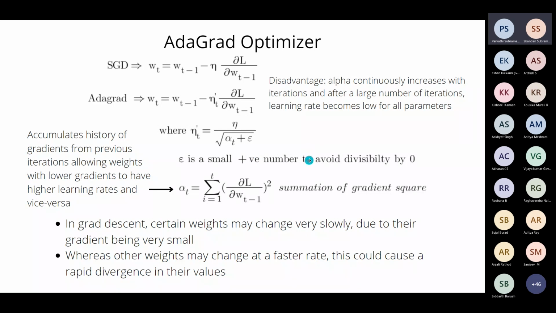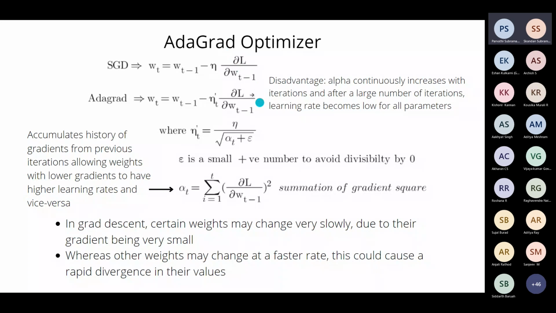Some weights might get updated by very, very large amounts, whereas other weights are getting updated by very small amounts. This could cause the neural network to diverge very quickly. So you want some kind of mechanism to control this. That's solved by the AdaGrad optimizer.